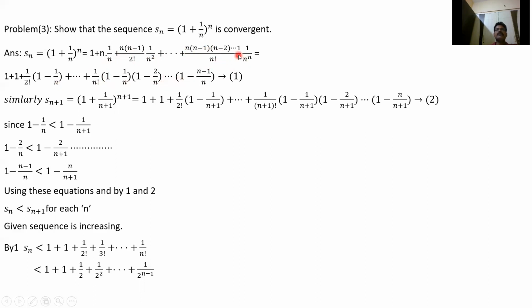Here I have to get 1 by n. This can be written as 1 minus n minus 1 by n, that is n minus n by n, that is we get 1 by n. I am writing this n power n, 1 n here. Here I have written n square, n by n is 1, n minus 1 by n is 1 minus 1 by n.